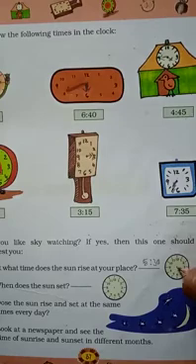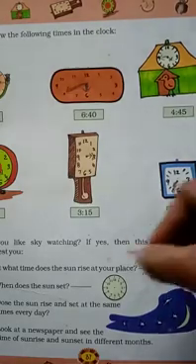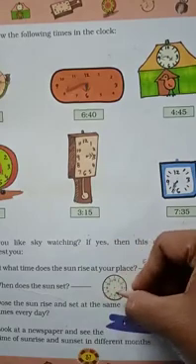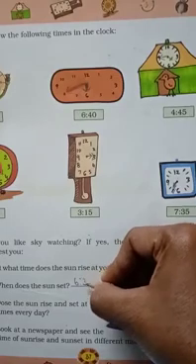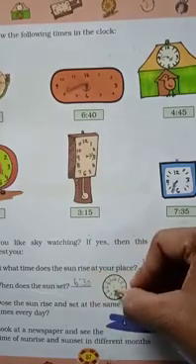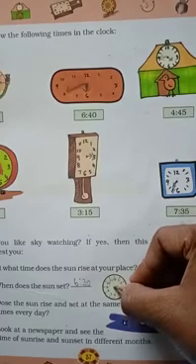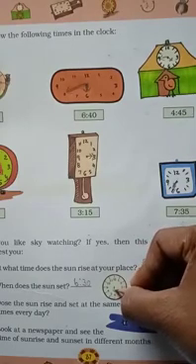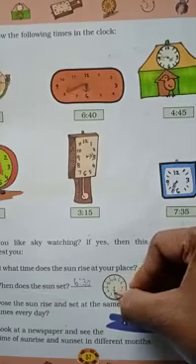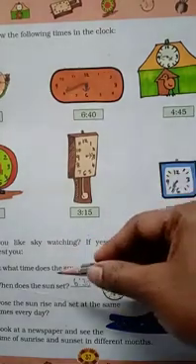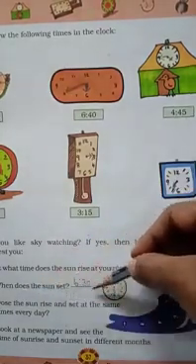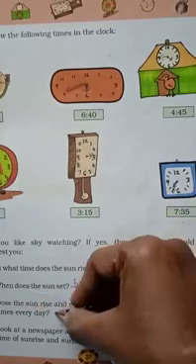5:30. The small hand should be at 5 and the big hand should be at 30, that is nothing but 6. Okay, when does the sun set? By 6:30, or 6 o'clock, depending upon the time. Let's write 6:30. The small hand should be at 6 and the big hand should also be at 6.